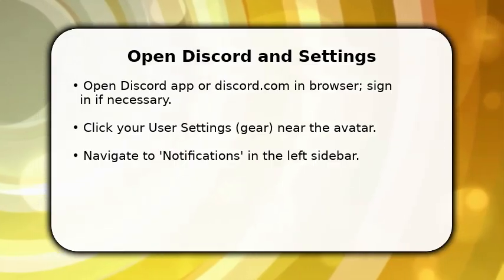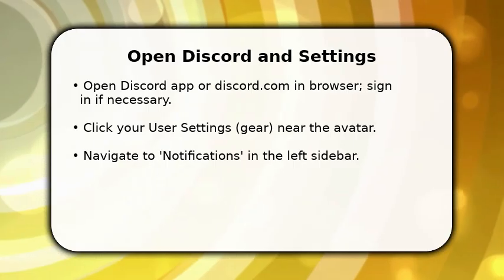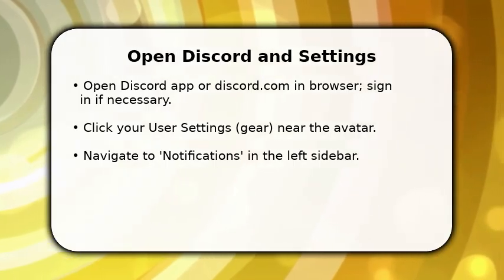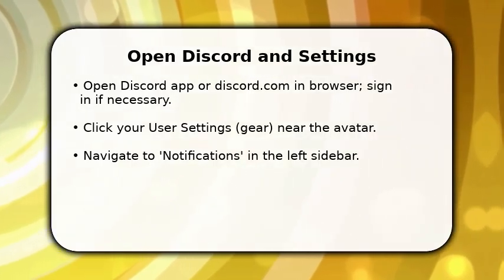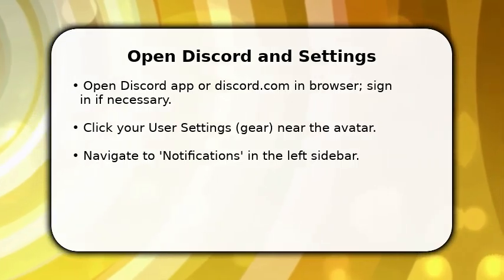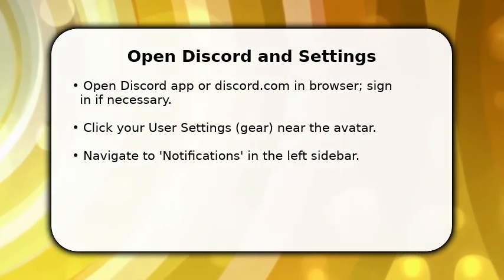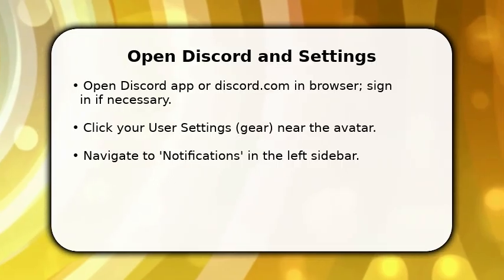You start inside Discord, open the desktop app or browser and sign in. Once logged in, click the gear icon by your avatar to open user settings. From there, go straight to notifications. This panel is where sound behavior lives.